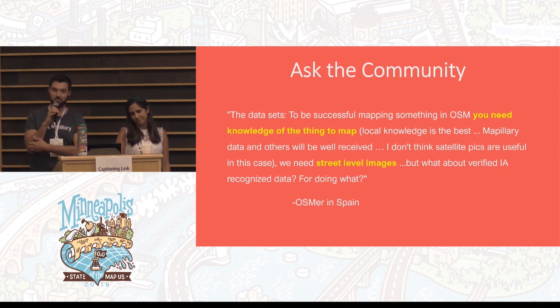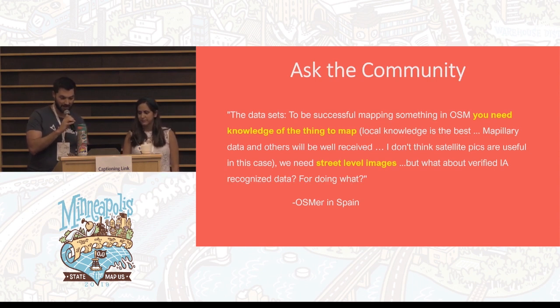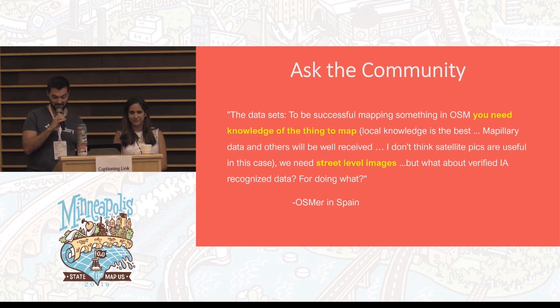So one OpenStreetMapper from Spain stated, to be successful in mapping something in OSM, you need knowledge of the thing to map. Local knowledge is the best. Mapillary data and others will be well received. I don't think satellite pics are useful in this case. We need street level images, but what about verified AI, so artificial intelligence, recognized data? And for doing what? So more questions here, really.